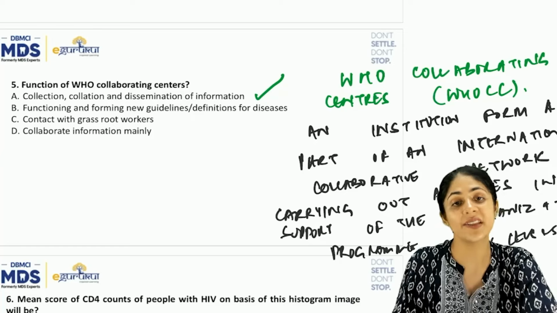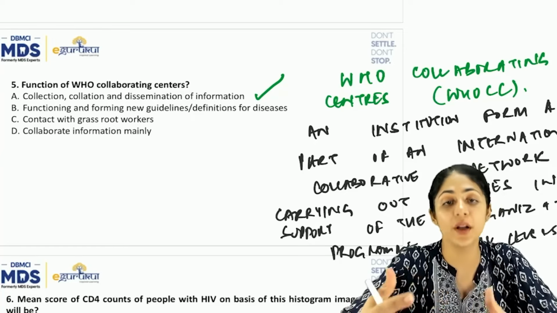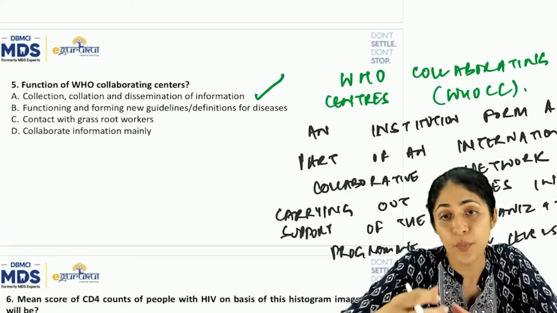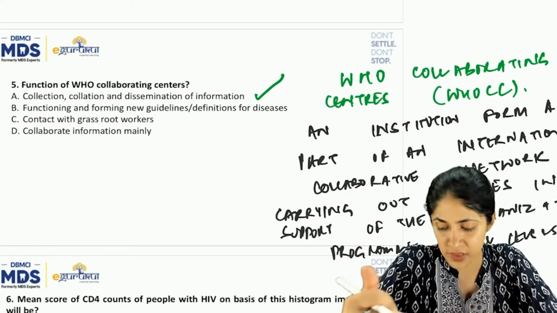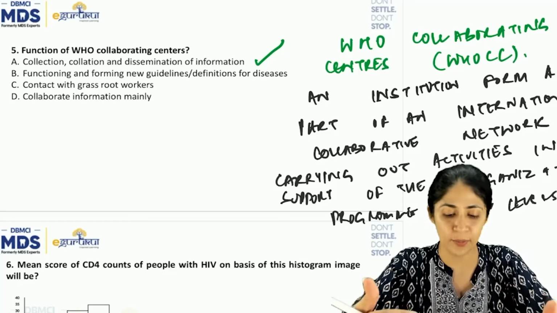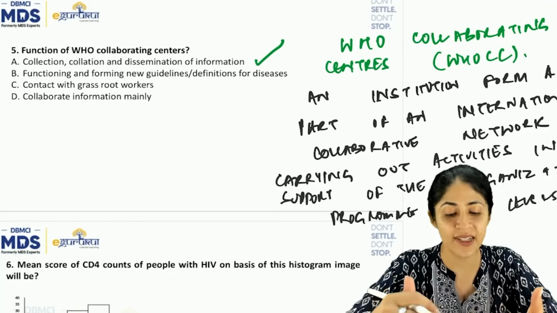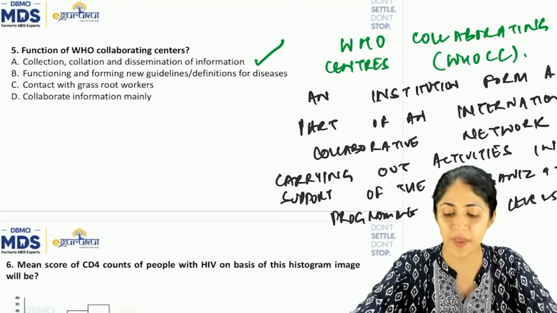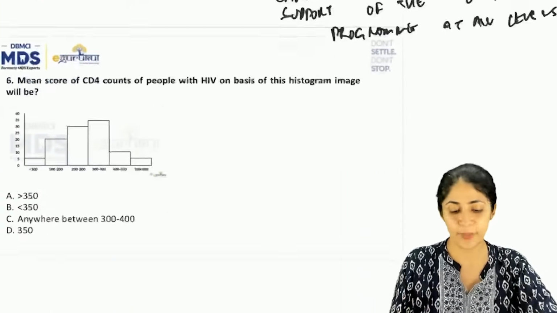Okay, so what these centers do is that as a part of the WHO, they carry out various activities to support the program at the various levels. They carry out the work of the WHO by collecting the information, by disseminating, by collaborating with the information. So all of this is being conducted by the WHO collaborating center.